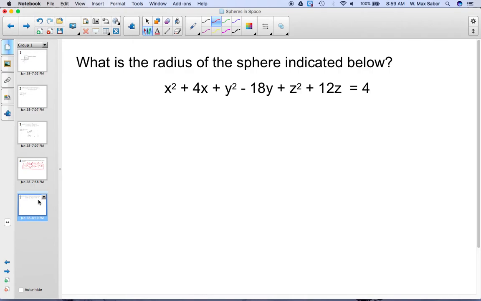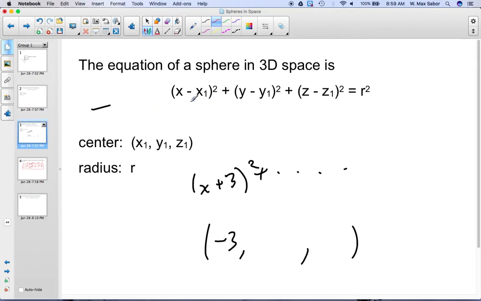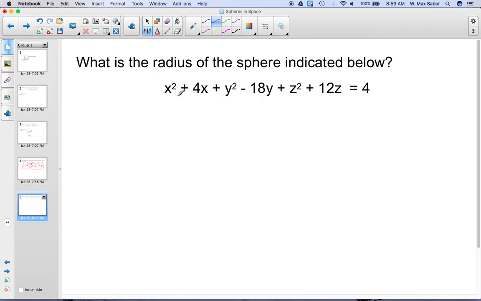What is the radius of the sphere indicated below? It is tempting to say that the answer is 2, because typically we look at this right side and say, oh, it's the square root of this. But it's not in standard form yet, so we can't do so. Specifically, we need to write it so that it looks like this, where we have x minus x1 squared, y minus y1 squared, z minus z1 squared. So let us identify, okay, here's our x coordinates, here's our y coordinates, here's our z coordinates, and we need to get those to look as squares.